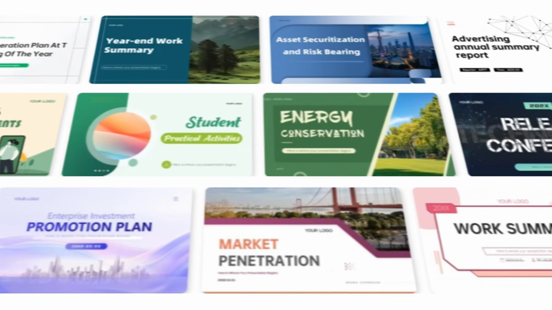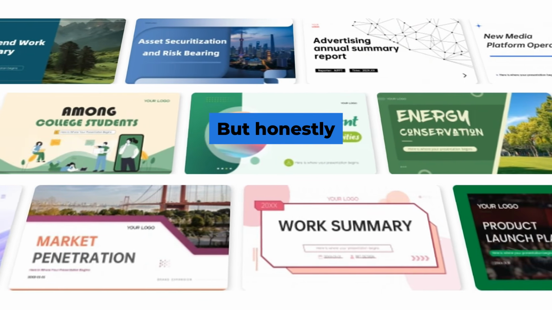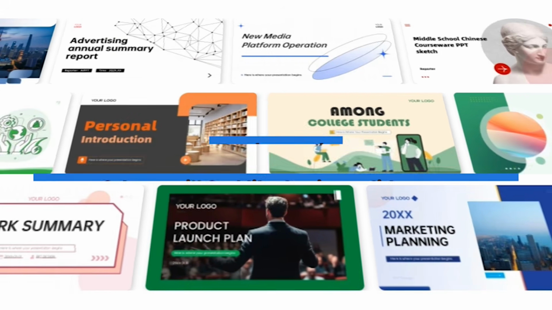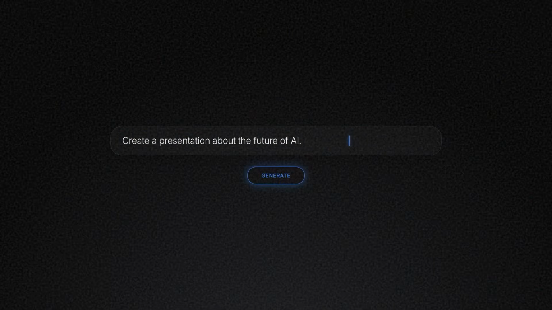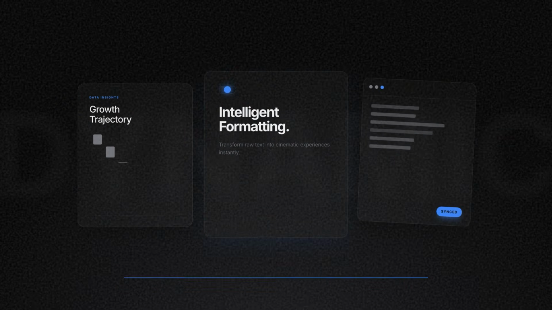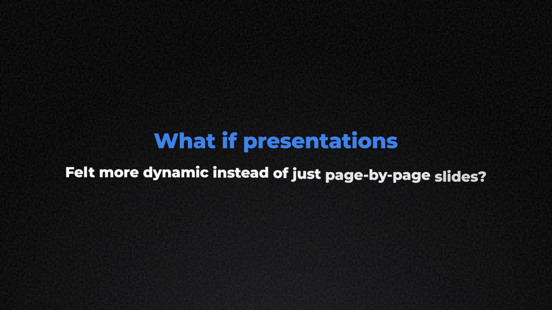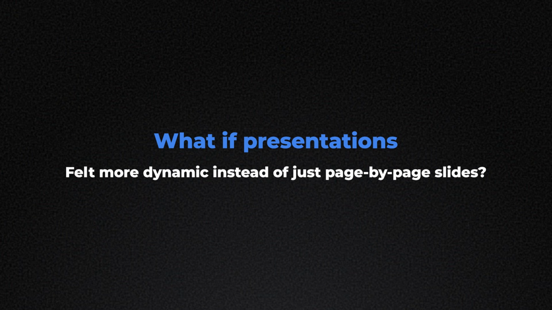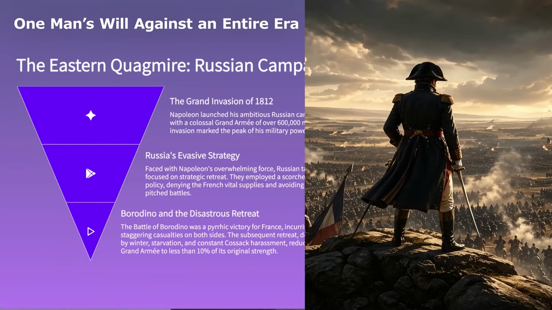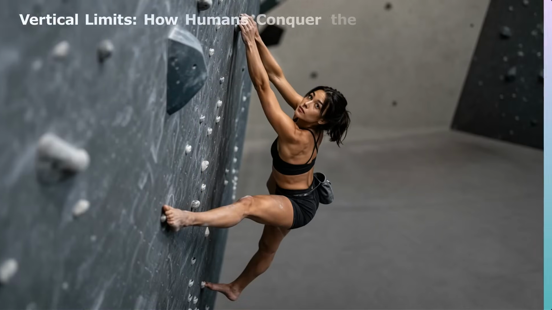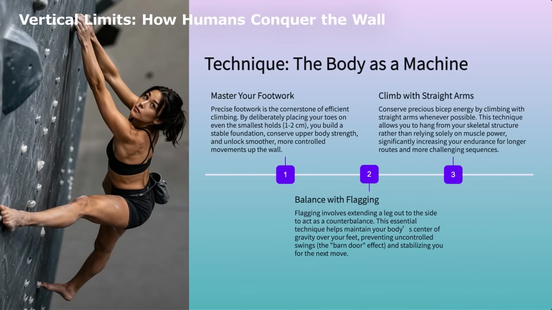AI presentation tools are everywhere now, but honestly, most of them still feel like basic AI slide generators. You type a prompt, wait a few seconds, and get standard slides that still need a lot of editing afterward. But what if presentations felt more dynamic instead of just page-by-page slides? And what if you could turn documents, research papers, or even websites into presentations almost automatically?